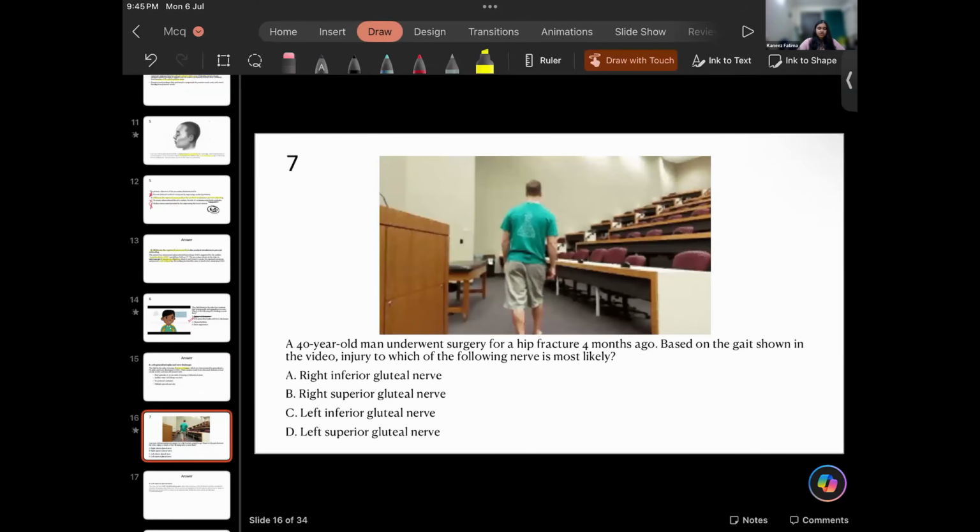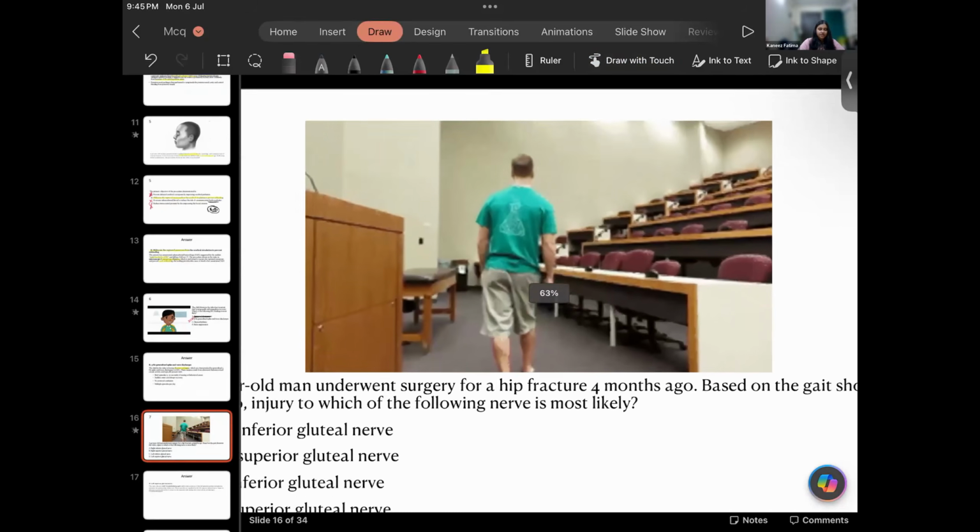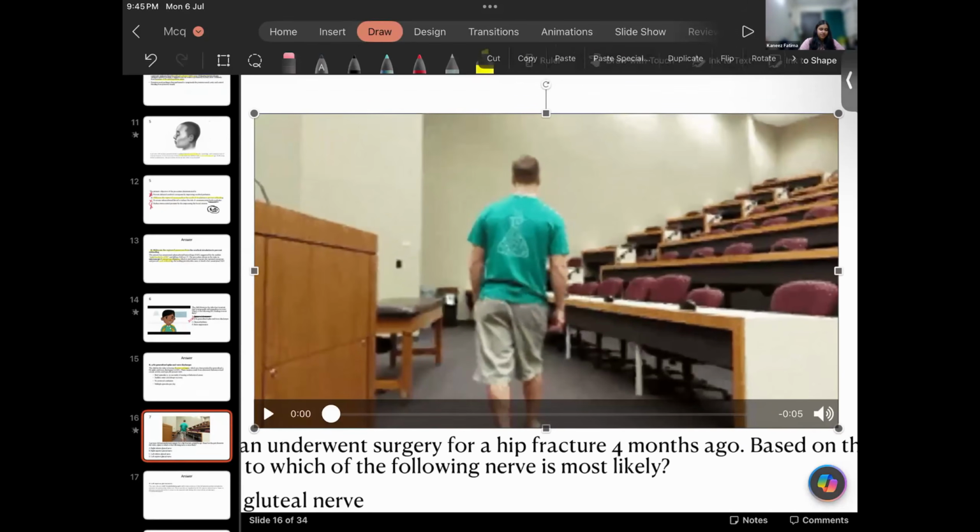So we move on to our next question. A 40-year-old man underwent surgery for a hip fracture 4 months ago. Based on the gait shown in the video, injury to which of the following nerves is most likely? So the video must be showing some kind of gait, which we will identify after seeing the video.